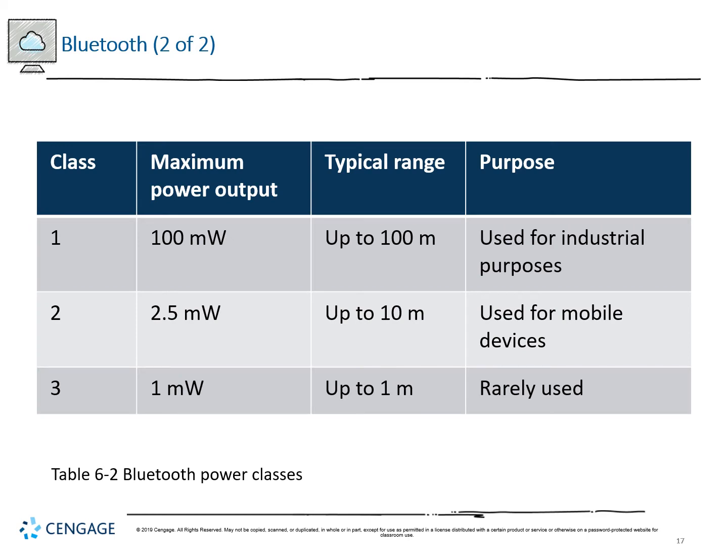So here we can see a couple of different classes of Bluetooth devices. Class 1 is industrial Bluetooth, used at 100 milliwatts, and that is up to 100 meters in range. 2.5 milliwatts covers up to 10 meters. It's used for mobile devices, and 1 milliwatt covers up to 1 meter. It's very rarely used. And if you'll notice, even though we're going up by a factor of 10 each time, the power is not necessarily bearing that out.